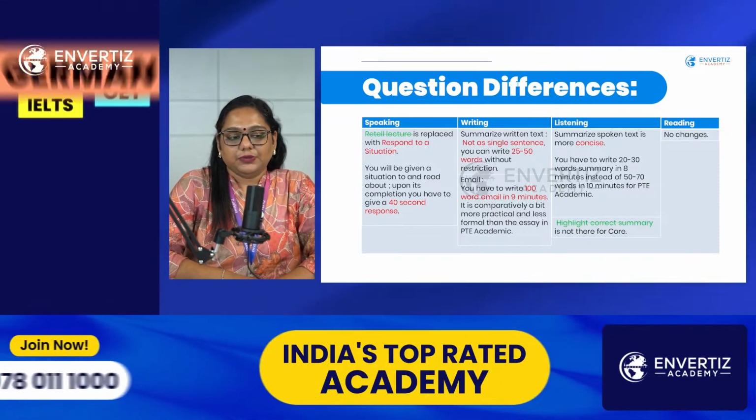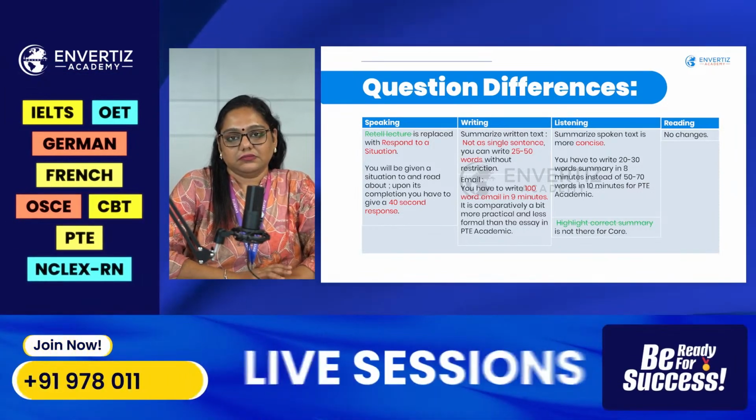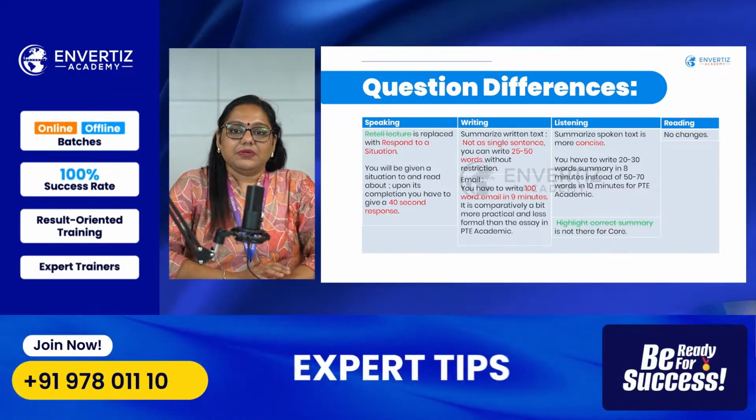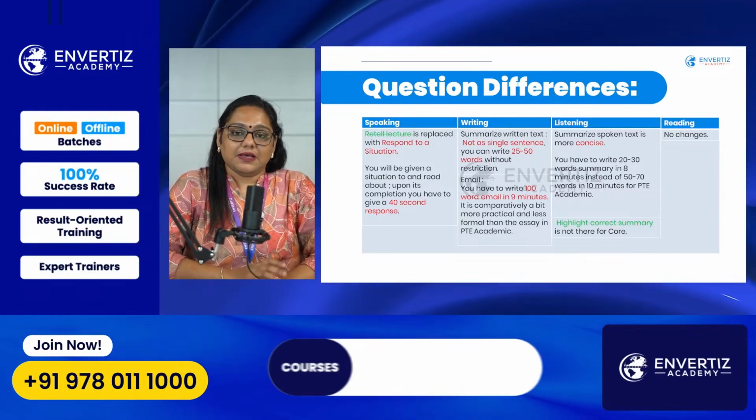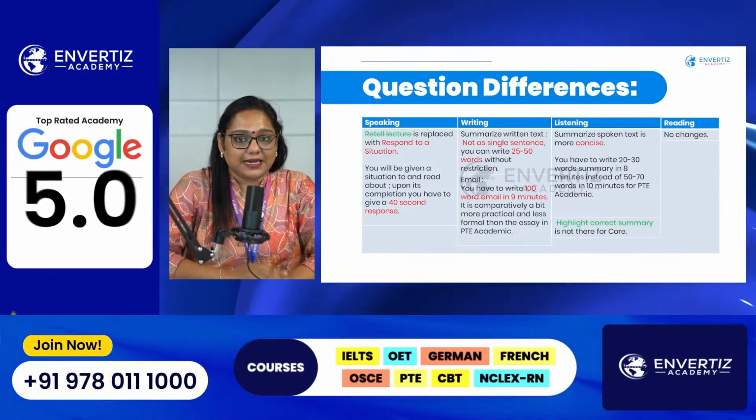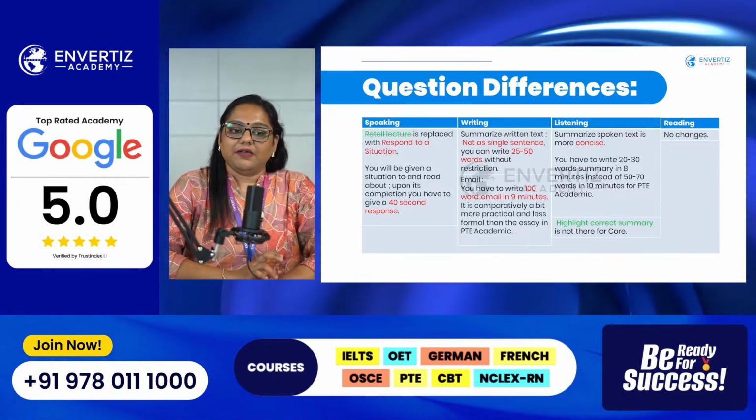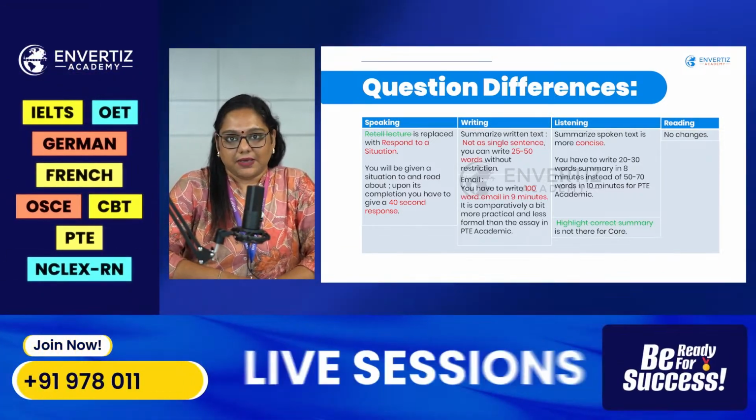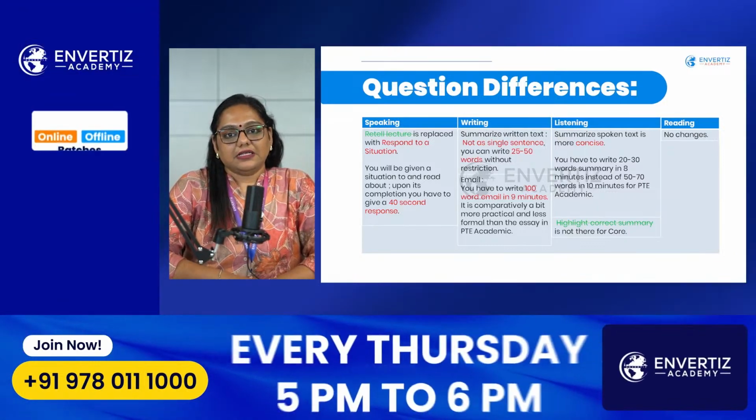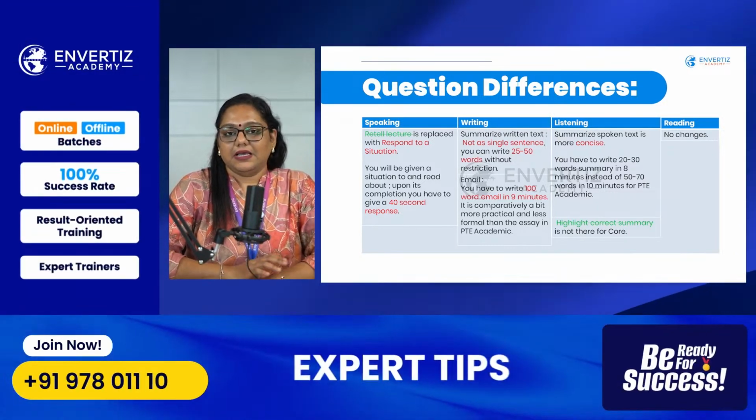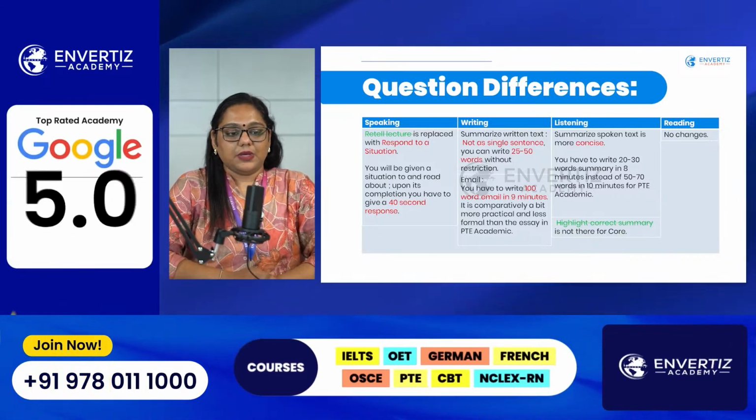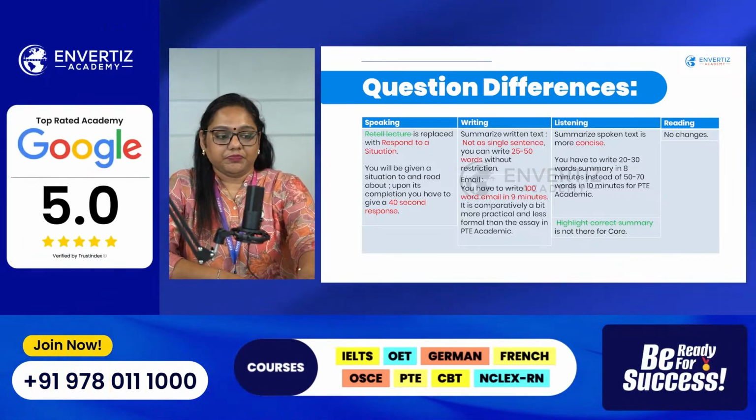In the listening module, we have summarized spoken text that is more concise. Like in PTE Academic, you have to write a summary of 50 to 70 words in 10 minutes. Here, you have to write a summary of 20 to 30 words in 8 minutes. And we do not have the task highlight correct summary in the listening module. So these are the changes in the task types that we have in PTE Core.